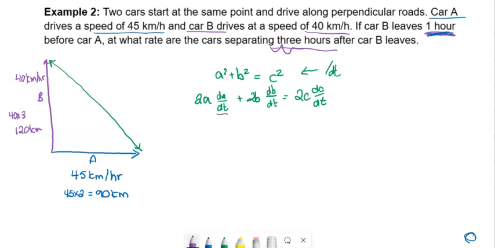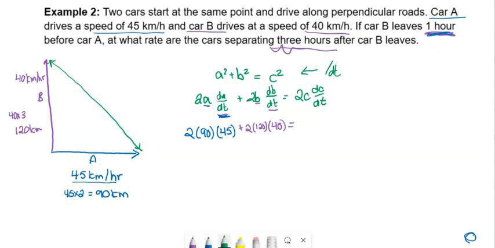So this is the rate of A, which is 45 kilometers an hour, and the distance of A, which is 90 kilometers. This is the rate of car B, which is 40 kilometers an hour, and the distance that car B has traveled, which is 120.